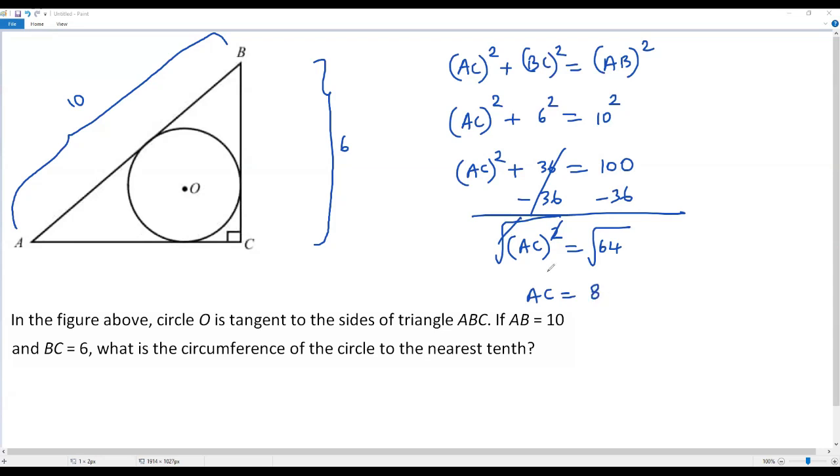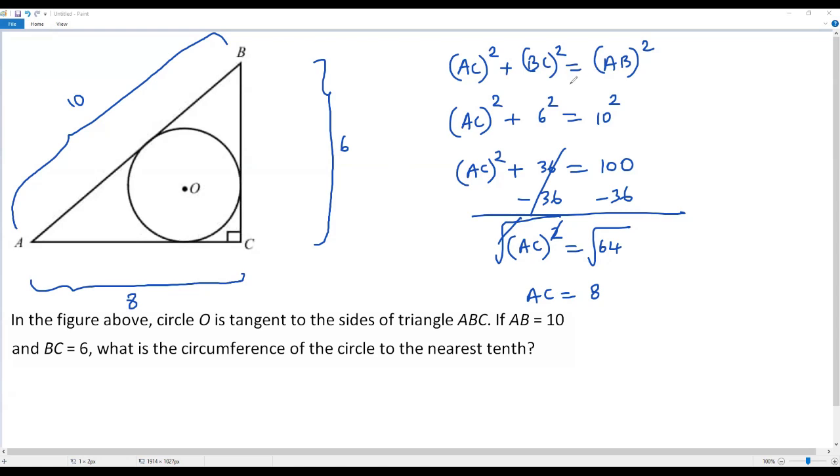Usually when we take the square root on both sides, for one of the square roots, we have to consider positive and negative signs. Usually we consider positive and negative signs for the square root which contains the number inside. But here I don't consider positive and negative signs for 8 because AC represents a length. The length cannot be negative. Okay, now I got the length of the leg AC, that is 8.